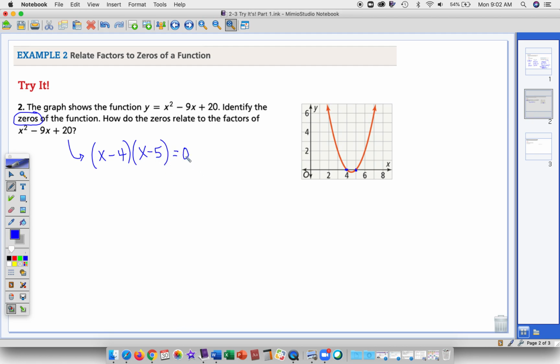Now, I set that equal to 0, right? Because these are the zeros of the function, meaning that this is where y values are equal to 0, right? This is the point (4, 0) and (5, 0). So if I set my factors equal to 0 and solve from this quantity, I get a positive 4. And from the second quantity, I get a positive 5.